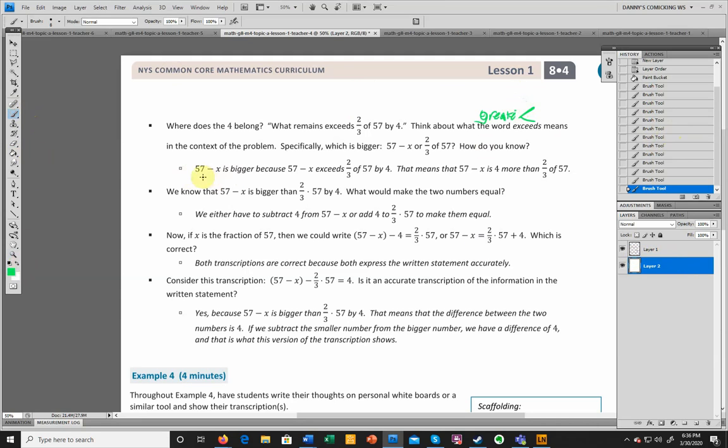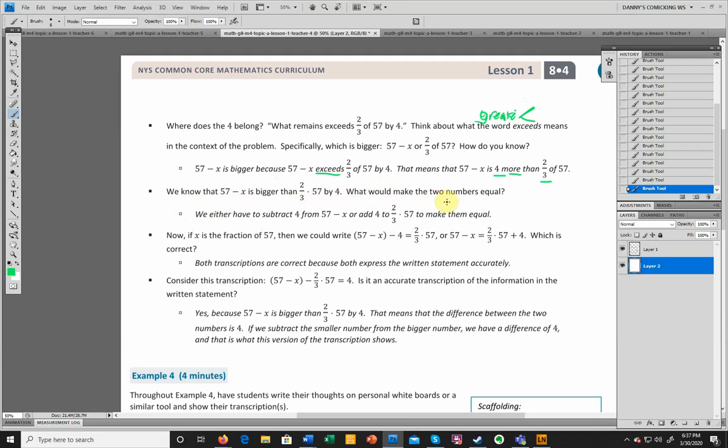So 57 minus x is bigger because 57 minus x exceeds 2/3 of 57 by 4. That means that 57 minus x is 4 more than 2/3 of 57. This is where we get into really heady, kind of difficult problems. So pay attention to this. We know that 57 minus x is bigger than 2/3 times 57 by 4.